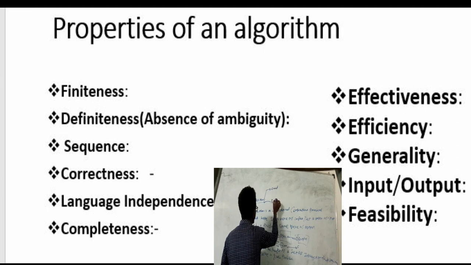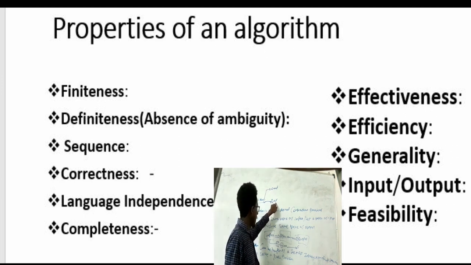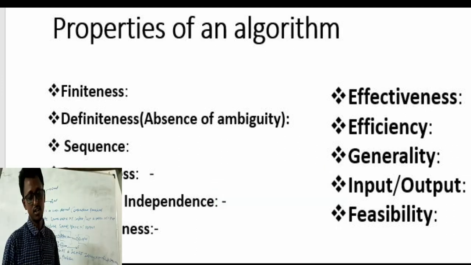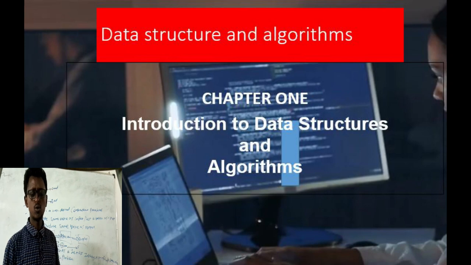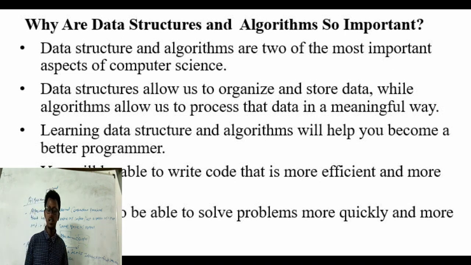Good or bad. In order to decide the algorithm is good and the algorithm is bad, the above listed properties should be clearly stated. Good. So why are data structure and algorithms important? What's the importance of data structure and algorithm?